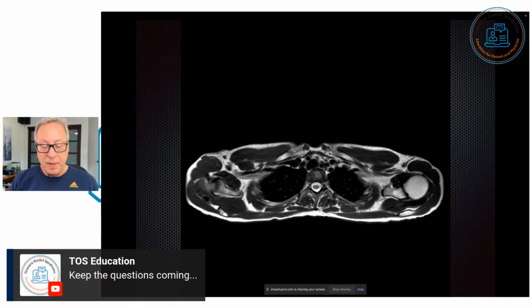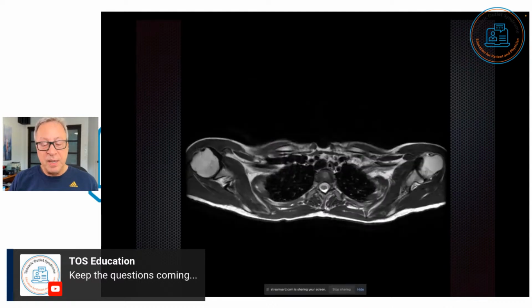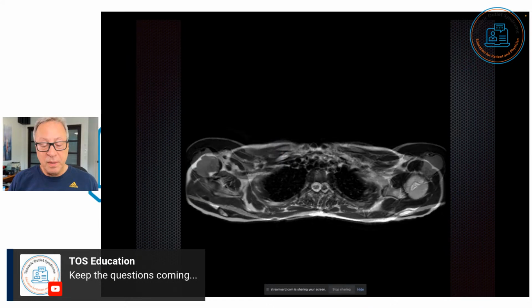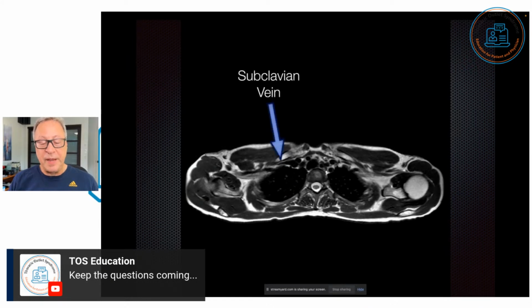One more time, just to make this easier to see. Subclavian vein is black because of blood flow. The arms are down. Now when the patient's arms are up, we're going to see that subclavian vein is compressed severely in this case.